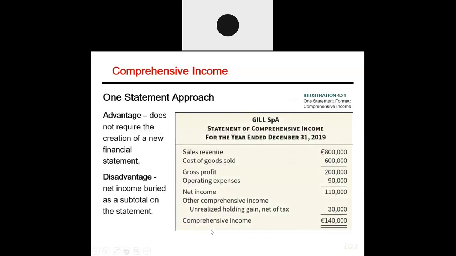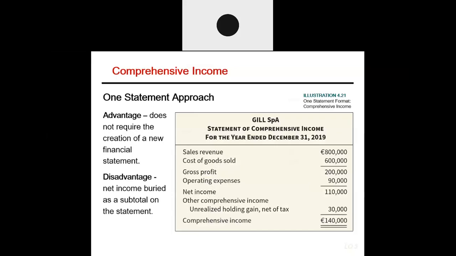For the one statement approach, or the expanded version, this is how it looks. Here you have net income: revenue minus cost of goods sold, and then minus the operating expenses, you get the net income. Then you expand by listing down all the OCI, and you get the comprehensive income amount here.